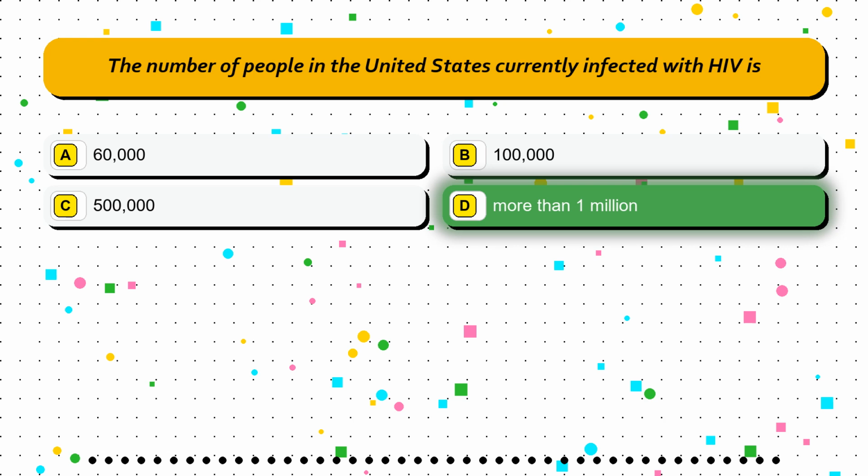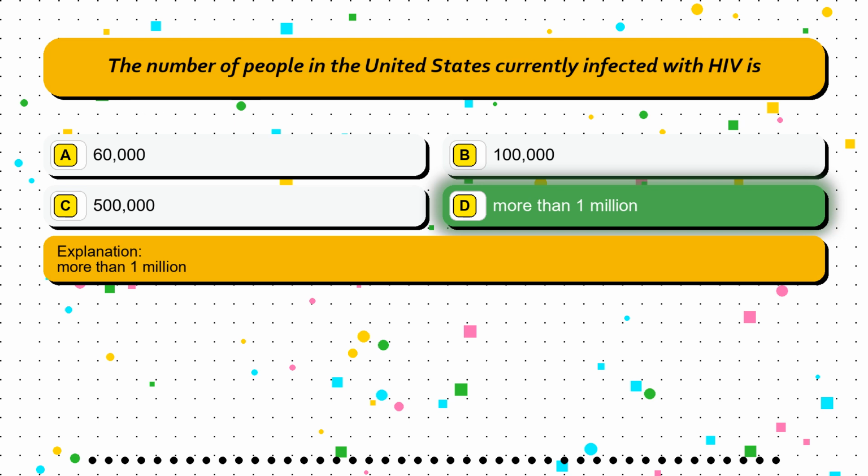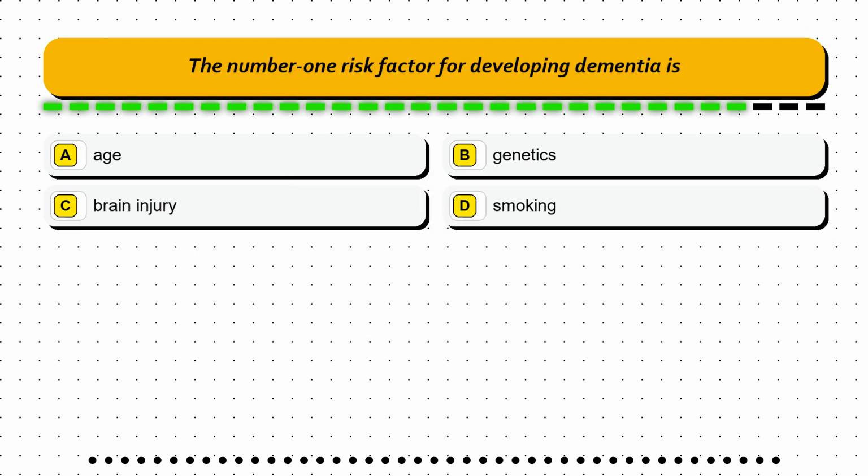The correct answer is option D, more than 1 million. Question 27. The number one risk factor for developing dementia is: Option A, age. Option B, genetics. Option C, brain injury. Option D, smoking.